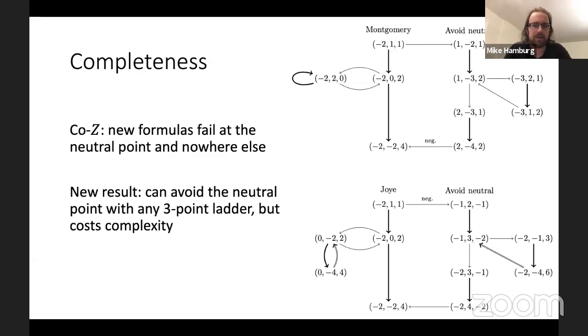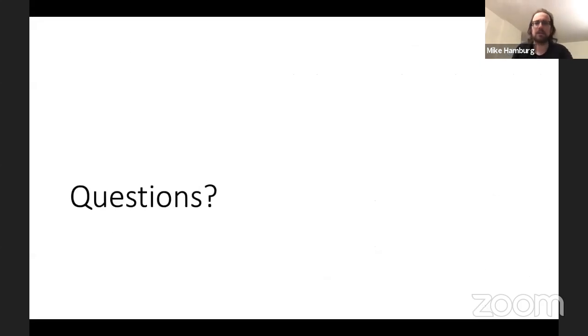But there's a new result that if you have any 3-point ladder, at the cost of some messy state machine, you can dodge the point at infinity by taking a different path that goes around it. So the details of that are in the paper, or rather in the supplemental material. So that's all.